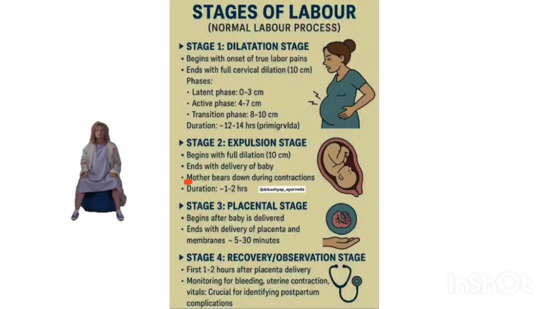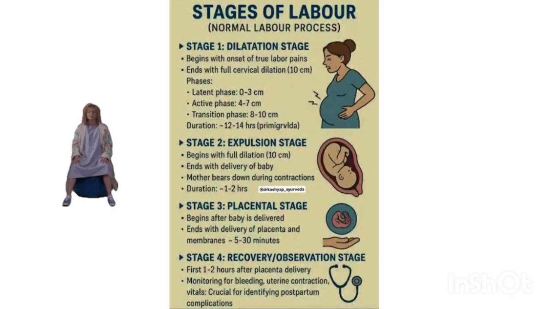The mother bears down during contractions, and this happens in a shorter duration for a woman that has given birth to children before. But a primigravida, a woman that has not given birth successfully before, might experience a lot of difficulty at that stage, because the pelvic floor muscles are still firm. So that's the idea.